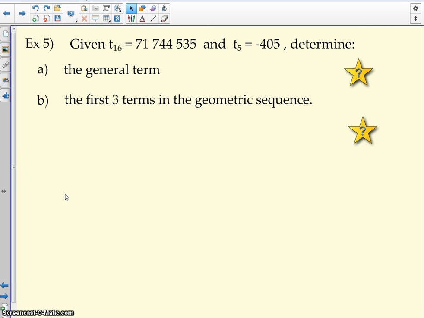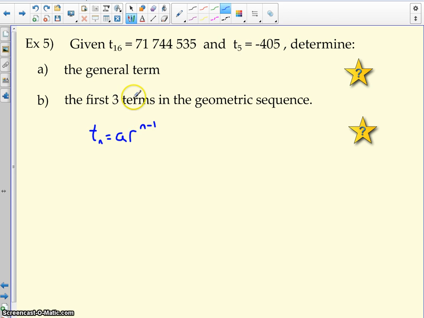Okay, so again, another type of question we saw back in arithmetic sequences. I'm giving you two terms in the sequence. I'd like you to find the general term, and once you find the general term, let's find the first three terms in the sequence. So what I'm going to start with here is, again, if I want to find my general term, Tn is a times r to the n minus 1. And all I know right here is, well, nothing. I know T16 is this and T5 is this, but I don't know anything about a and r.